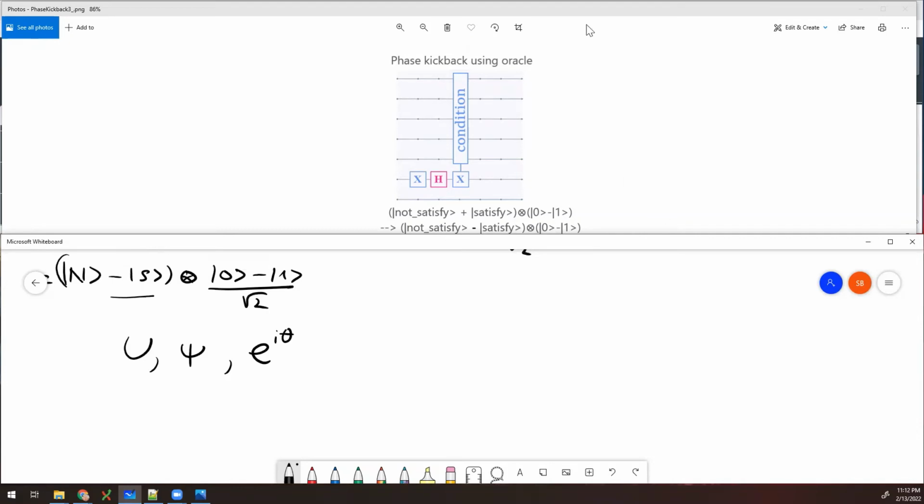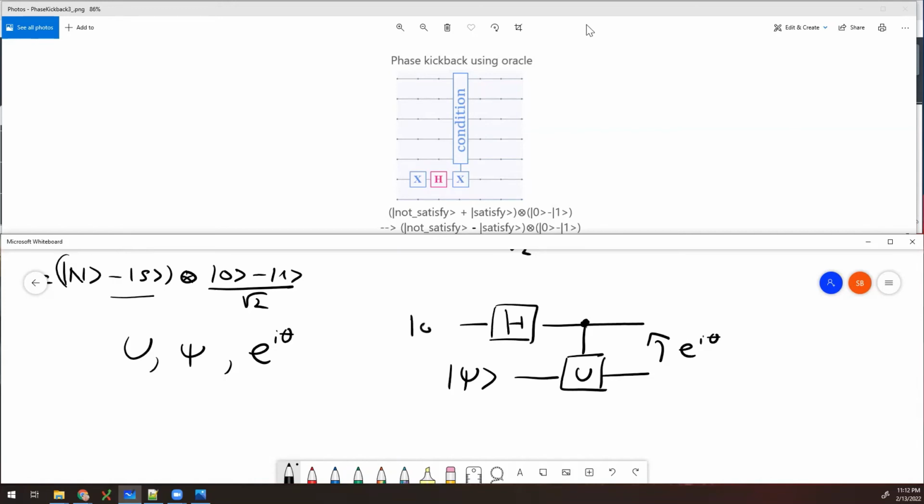And if we have a setup where U is controlled and the target is in an eigenstate, then in this case, the eigenvalue will be transmitted as a phase to the states of the control that satisfy the condition to apply U. So if you ask yourselves why we need the control to be in a superposition, it is because if it's in a definite state, then the phase will be a global phase and it will not be detectable.